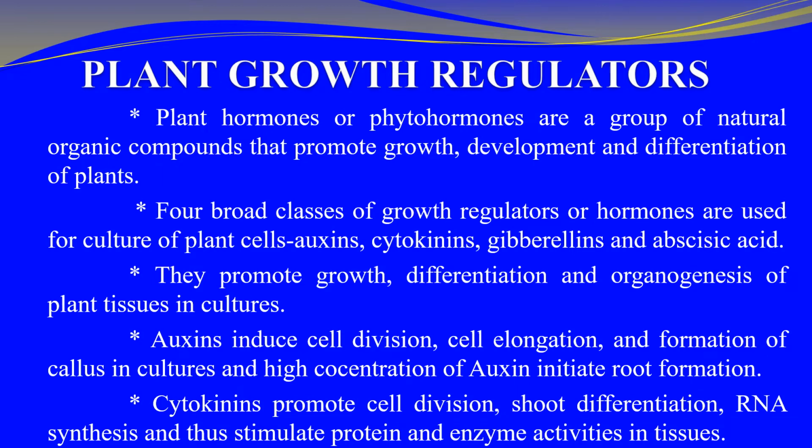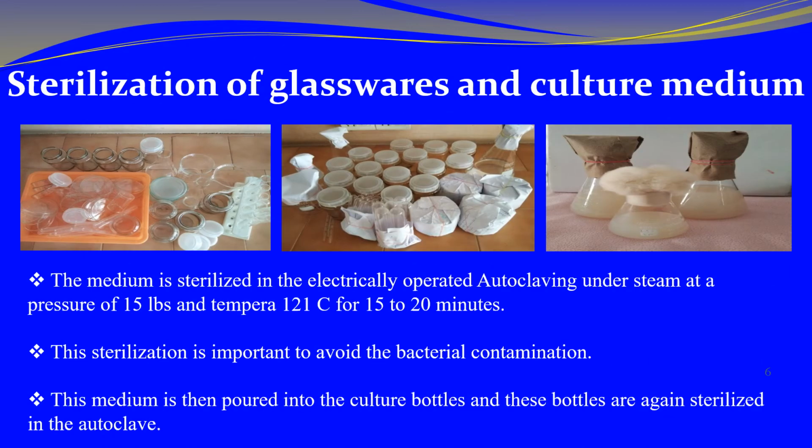For example, auxins induce cell division, cell elongation and formation of callus in cultures, and a high concentration of auxin initiates root formation. Next one is the cytokinins. What is the main function? They promote cell division, root and shoot formation and RNA synthesis, and thus stimulate protein and enzyme activities in tissues.